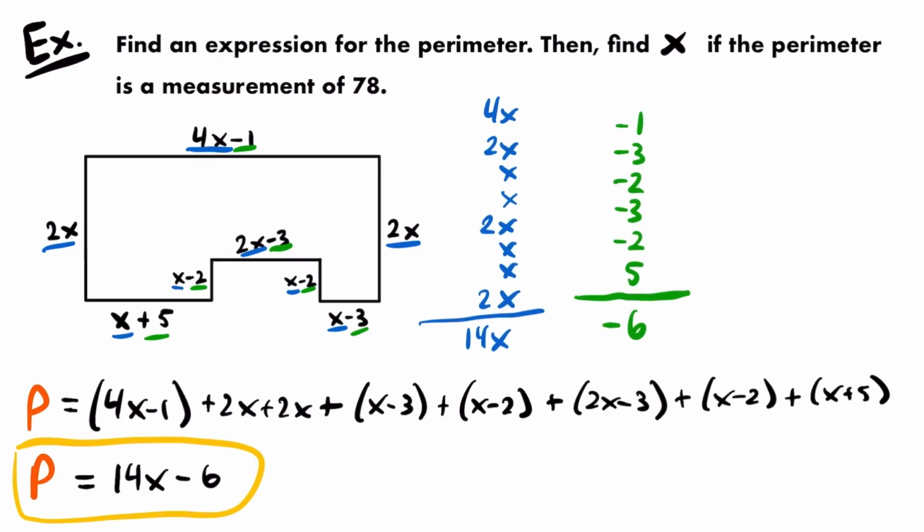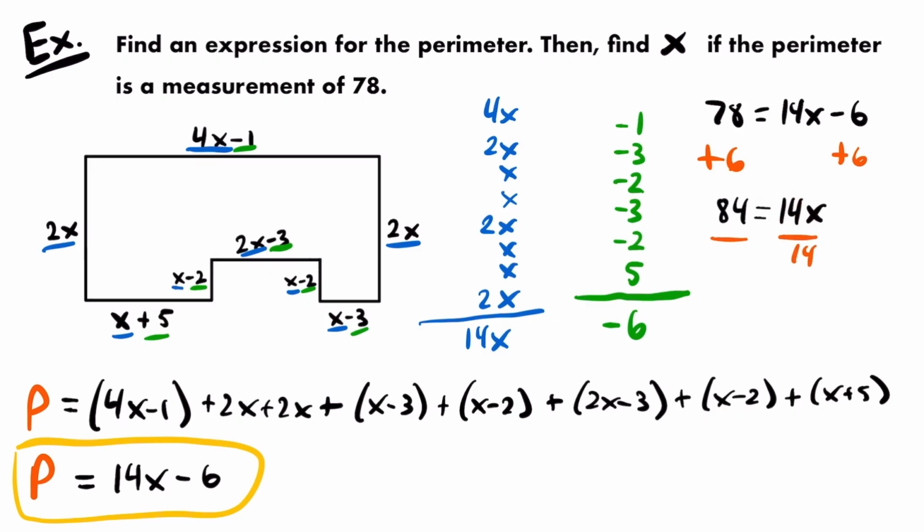So let's do that here. I'm going to set up the equation over here. We'll have 78 is equal to 14x minus 6. And so this is an equation that we can solve. We want to solve for that variable of x. And so the first thing that we need to do is get rid of this constant term. So what we should do is add 6 to both sides. That will get rid of that -6. So we'll add 6 to both sides of the equation. And 78 plus 6 is 84. So we have 84 is equal to 14x. And then to solve for x, we need to divide both sides by 14. And so if we do that here, 84 divided by 14 is 6. So what we get here is 6 is equal to x. And that is the final answer to this problem. The value of x is 6 if the perimeter of this shape is 78.